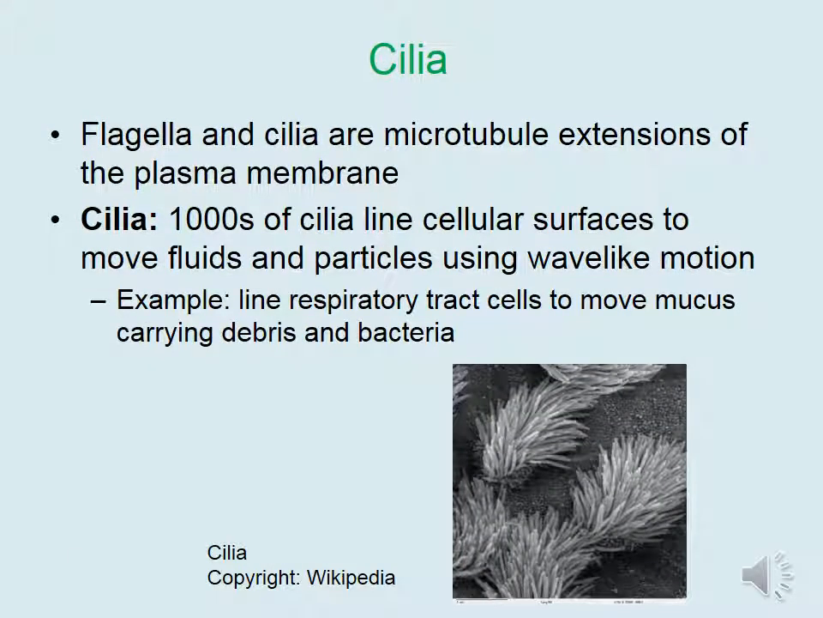Cilia are also microtubule extensions of the plasma membrane. However, when they are present, they are much more numerous than flagella. Thousands of cilia line cellular surfaces to move fluids and particles over the surface using a wave-like motion. For example, in humans, cilia line respiratory tract cells going from our nostrils to our lungs to move mucus carrying debris and bacteria away from our lungs so that we can cough it out of our body or blow it out of our nose.